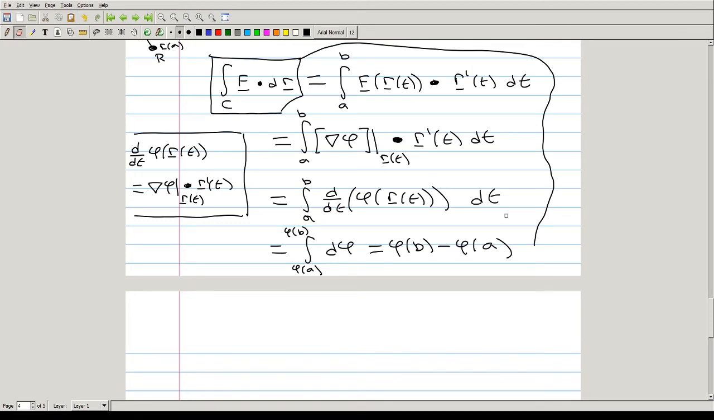And I guess to be exact here, I put phi of B, phi of A, but we really wanted to note this as phi of R of B minus phi of R of A, which is just saying the value of the potential function at the point Q, which is the endpoint of the curve, minus the potential function at the point R. But this is really nice because it's essentially giving us this path independence.